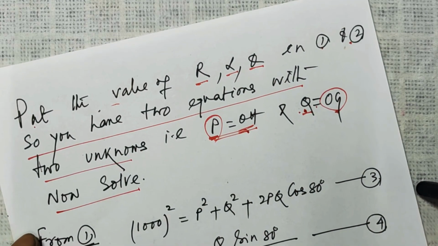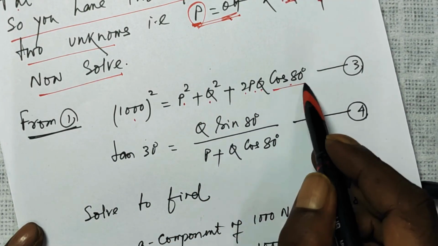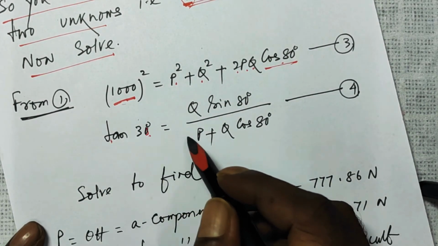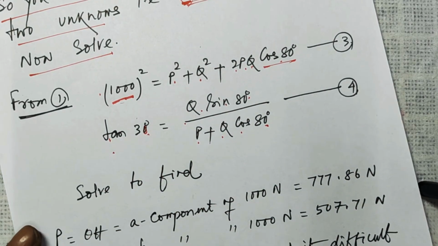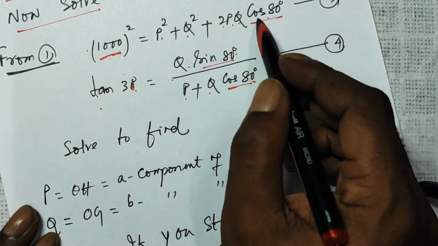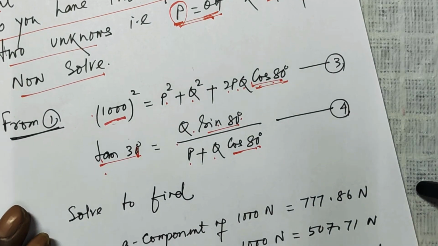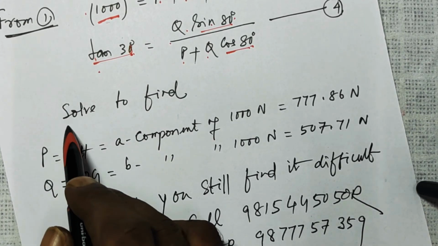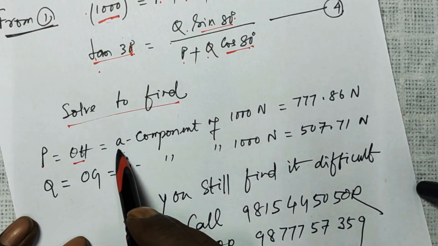Now solve it. I have put the values. R square is equal to P square plus Q square plus 2PQ cos 80, where R is 1000. And then tan alpha, tan 30 degree, is equal to Q sin 80 by P plus Q cos 80. So these are two equations and two variables. You can put the values of cos 80, sin 80 and tan 30 in a calculator. There are two equations, two variables, so now solve.